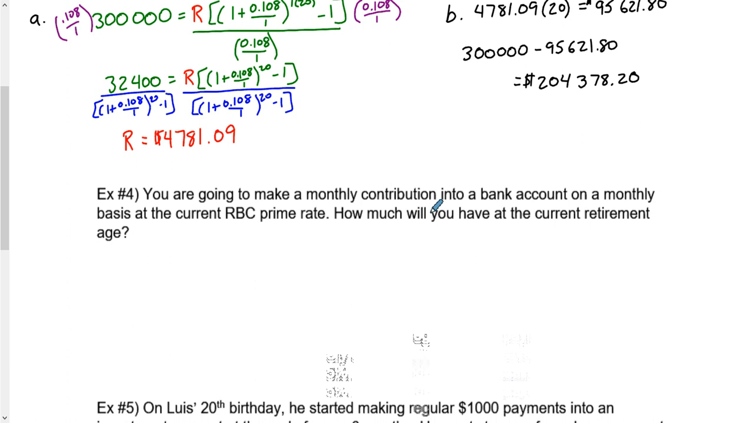If you're going to make a monthly contribution to a bank account on a monthly basis at the current RBC prime rate, how much will you have at the current retirement date? So I would like you to do your own calculation. I'm going to pause the video very quickly to find out what that prime rate is at the current moment. So today's rate, normally used for loans, is 2.45%.